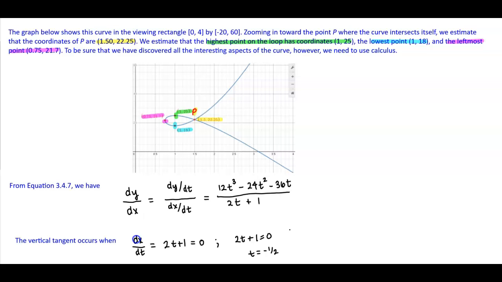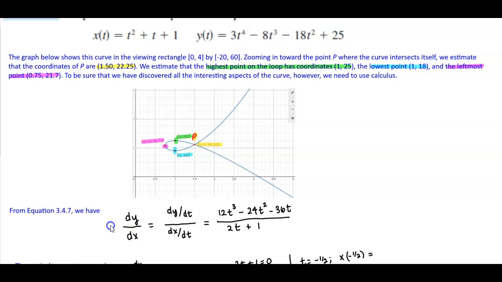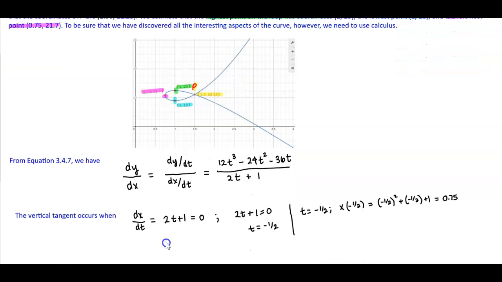Now we're going to plug in t equals negative 1/2 into the function x of t. So x of negative 1/2 is going to equal negative 1/2 squared plus negative 1/2 plus 1. And what that gives us is 0.75. So what that tells us is that at t equals negative 1/2, we get the x parameter to be 0.75.